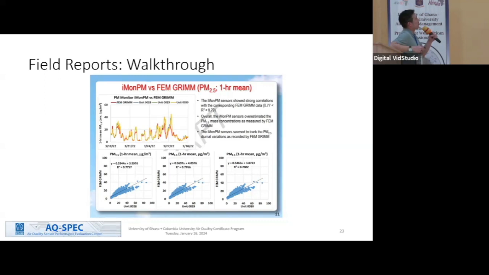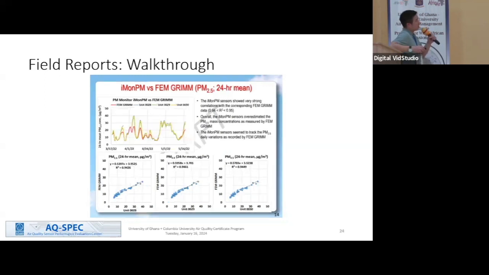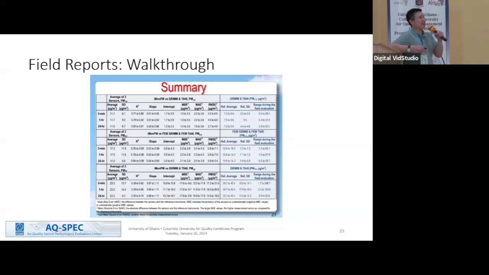Plots for each of the triplicates against the reference monitor. And then we might provide other time averages. And then at the end of these reports, we'll typically provide a summary table. We have to balance how we present information because we have two communities of users of our information.